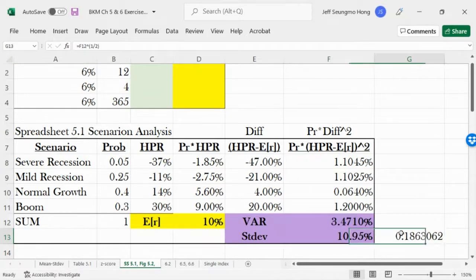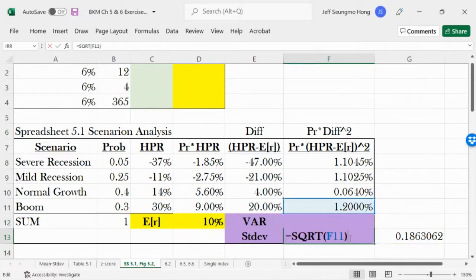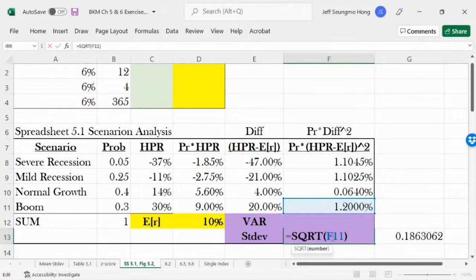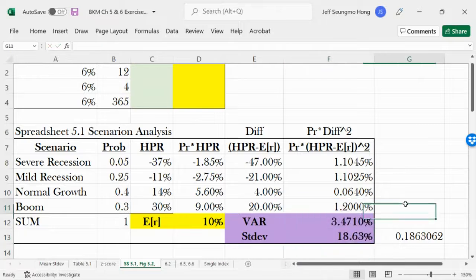Something's not right. F11. Oh, what is F? It should be F12. Why is it F11? F12. I'm sorry, F12. So this is the life-size picture of the average deviation from the mean.